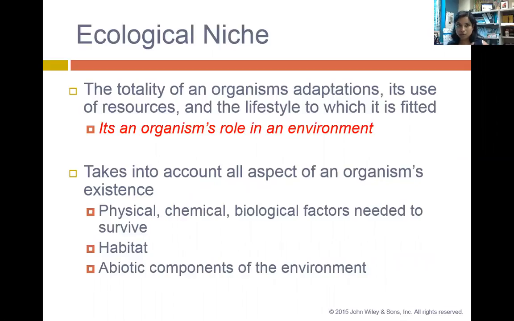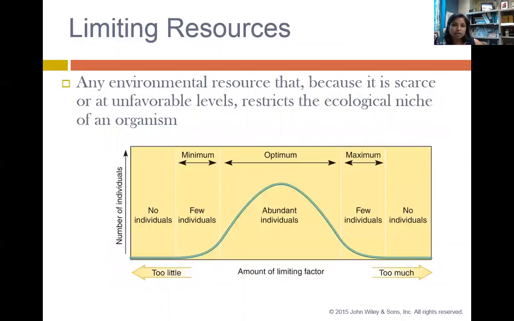Is that making sense? So when someone says, I found my niche, they're saying they have found what they are good at, not where they're living. That's not their niche, right? So learn about what would decide the niche of an organism, okay? And learn about limiting resources that then decide the niche and habitat of an organism, okay? Limiting resources are any environmental resource that is scarce or at an unfavorable level.